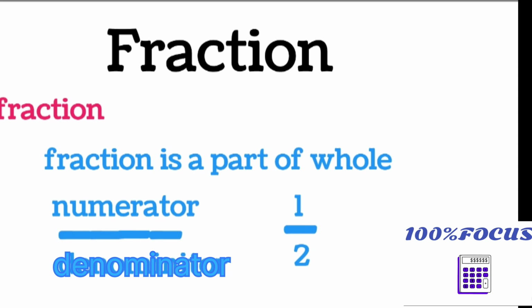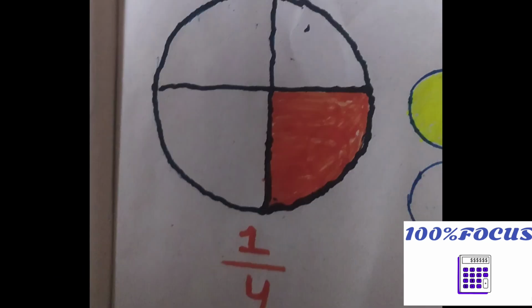By seeing this number we have to tell it is a fraction. And what is in the numerator? 1. Denominator 2. See here, we have one whole here, okay?